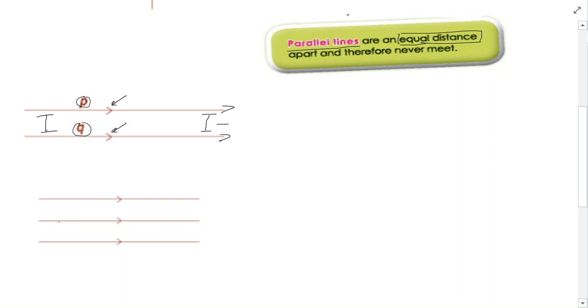Same as here, so we have three lines and these three lines are parallel to each other. They will just continue on indefinitely in this direction, and they'll never actually meet. So what we would say then is that the line P is parallel to this line Q.